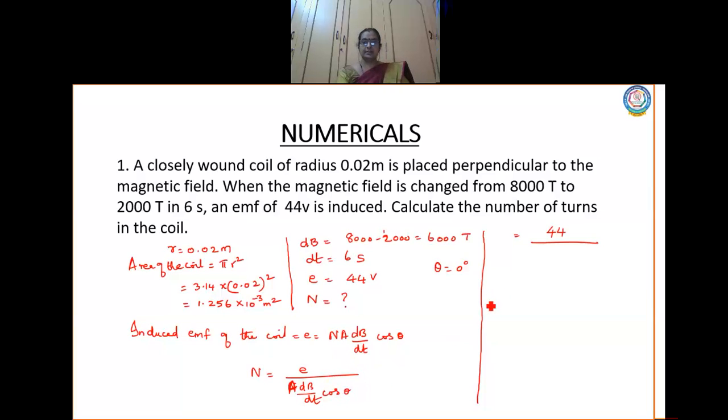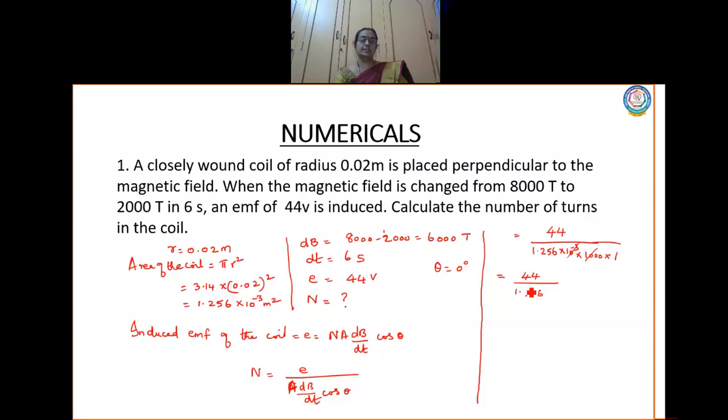So what is A? I have already found the value of A, which is 1.256 into 10 power minus 3. Then dB by dt, 6000 divided by 6, is 1000, into cos 0, which is 1. So this will be 44 divided by 1.256 into 10 power minus 3, into 10 power 3. So this gets cancelled, and it is 44 divided by 1.256.